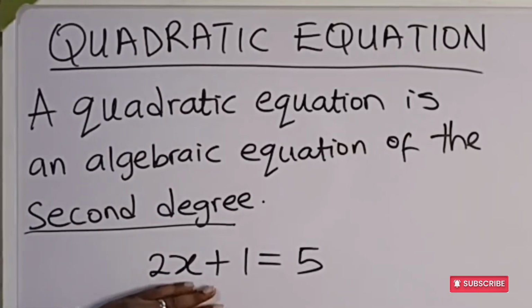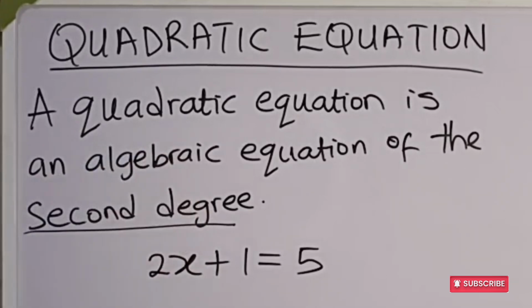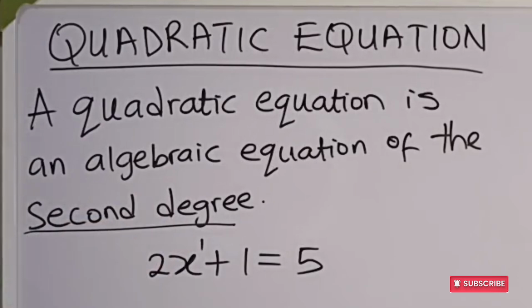How do we know that this is not a quadratic equation? The exponent of x here is 1. Since we can't find any exponent, we know that the exponent there is 1. This means the maximum exponent of this equation is 1. So since this equation is of the first degree, that means 1, it is not a quadratic equation.